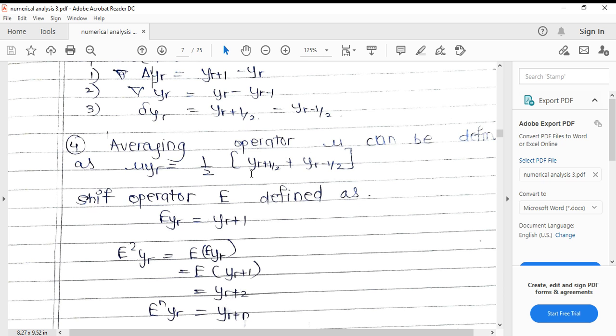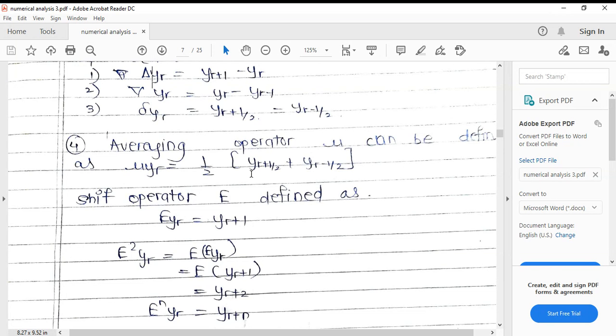Next we are going to see the averaging operator. How do we define it? Mu, as the name itself suggests, is the averaging operator. Average means we are going to calculate the average value. So mu yr is yr plus half plus yr minus half, divided by 2. We have taken two values, so we divide by 2.